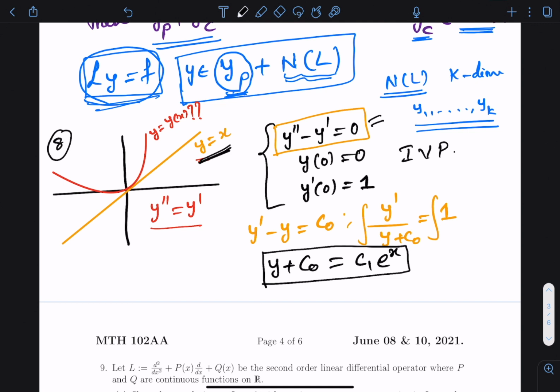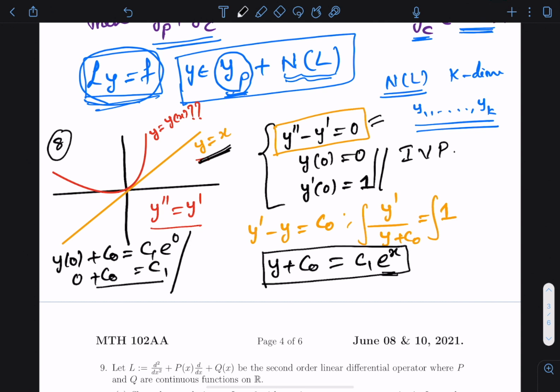And if you want to find y, you need to find c0 and c1, but for that you have these initial conditions given, which come from the condition that y equal to x is tangential at 0. So when you put x equal to 0 in this equation, y of 0 plus c naught equals c1 times exponential of 0, which is 1, so c1, and y of 0 is 0, which gives you c naught. So the first condition gives you that c naught is c1.